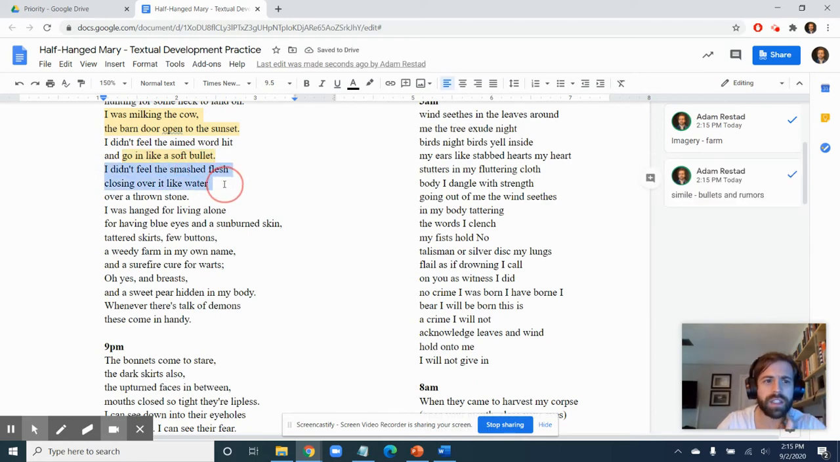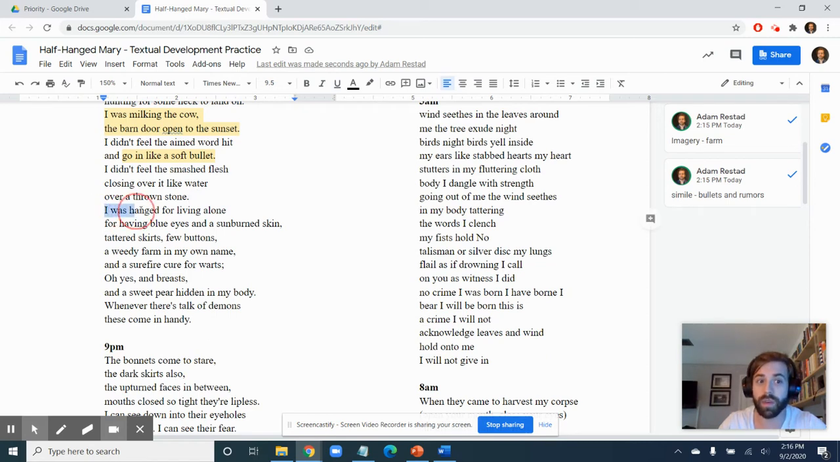I didn't feel the smashed flesh closing over like water over a stone throw. That's kind of a repetition of how this accusation, this rumor is affecting her, but she doesn't even know it yet. I didn't feel. So now as I'm going, I kind of get this. This is about an accusation of a woman who doesn't know what's happening yet.